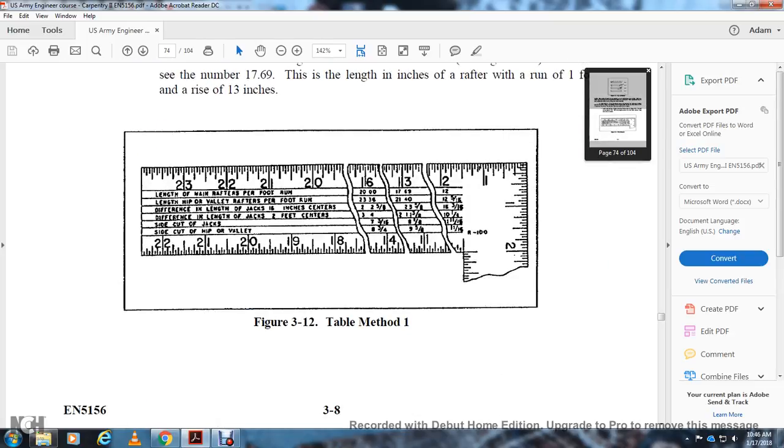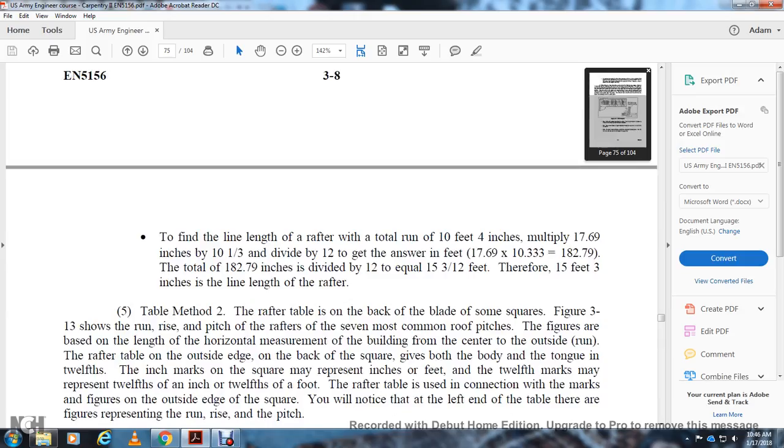Table 312 of the table method on the square. To find the length of the rafter with a total run of 10 foot 4 inches, multiply 17.69 inches by 10 and 3/4 inches divided by 12 inches to get the answer. The total number of inches is 182.79 inches, divided by 12 is equal to 15 foot 3 and 3/12 of a foot. Therefore 15 foot 3 inches is the length of the line of the rafter.